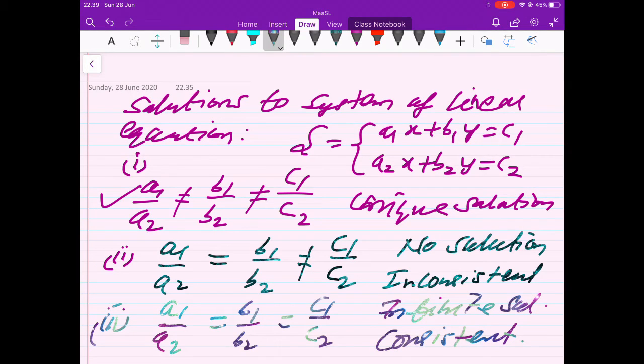Now in the next page I will show you graphically how we can see whether the system of linear equations has a unique solution, no solution, or infinite solutions. Okay, so let's see in the next page.